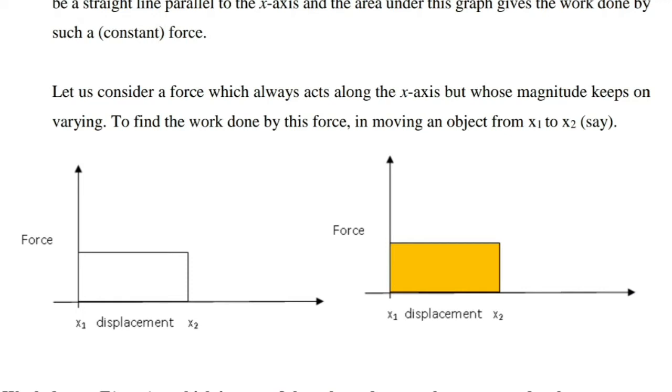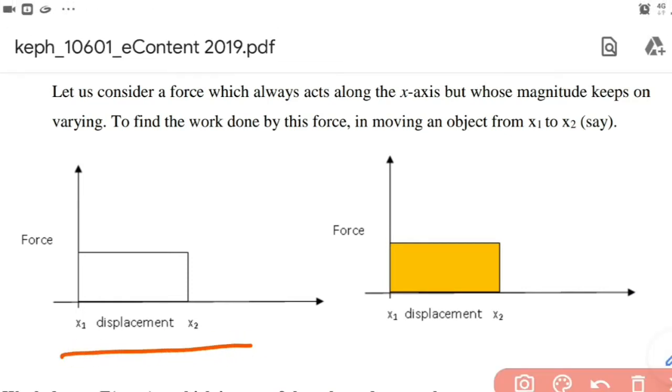As you can see in the graph, this graph shows a constant force. From the displacement x1 to x2, the force has the same value. That means force is constant in both magnitude and direction. Such a force is a constant force. So this is the force displacement graph of a constant force.